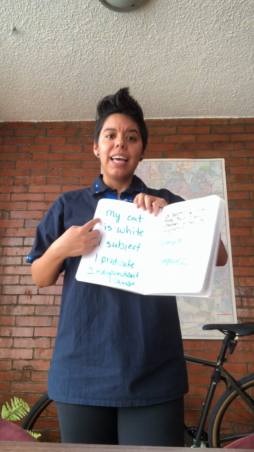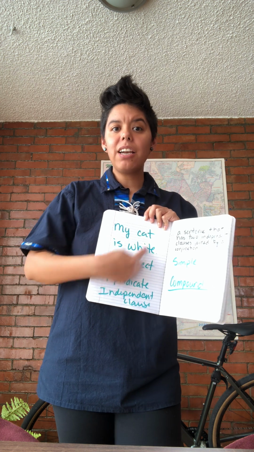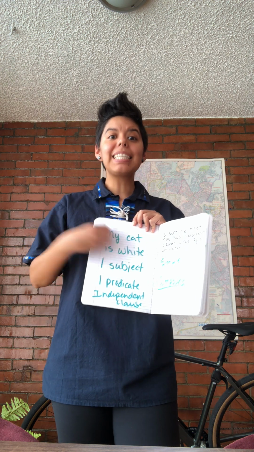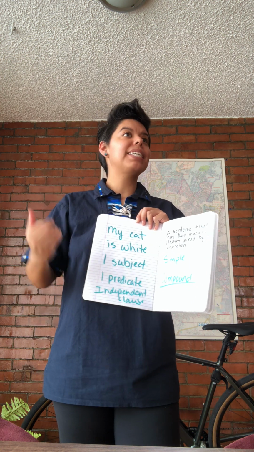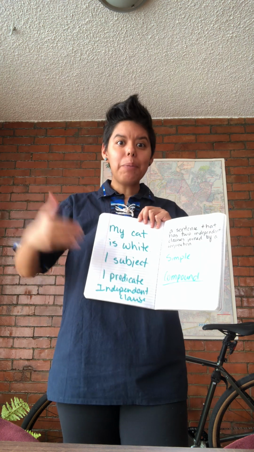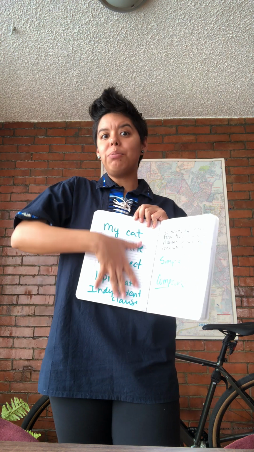So this is an independent clause. I'm writing it down. This is an independent clause. That means that this sentence can stand on its own. It's a complete thought. Why? Because it has a subject and a predicate. So that's a simple sentence.